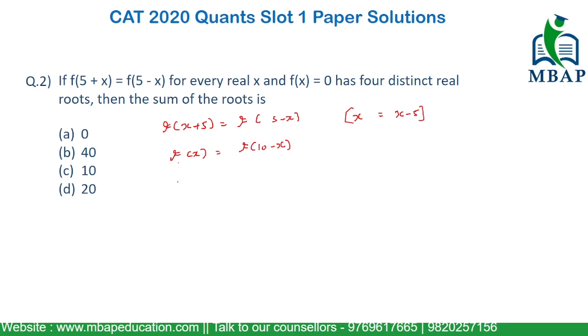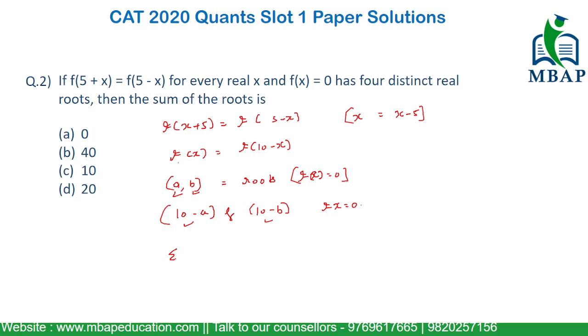And if I also assume that a and b are basically the roots of the equation, if a and b are roots of f of x equal to 0, then in that case 10 minus a and 10 minus b will also be the roots of f of x equal to 0. So how many roots will I find? I am able to find a, b, 10 minus a and 10 minus b.